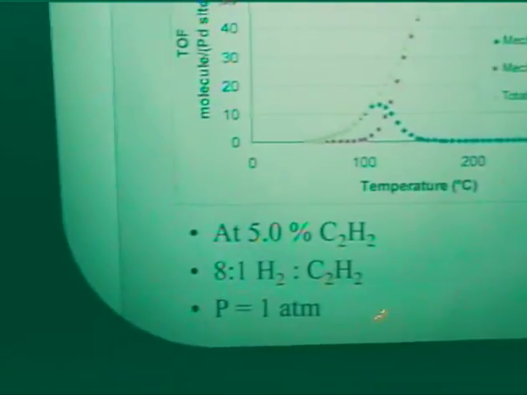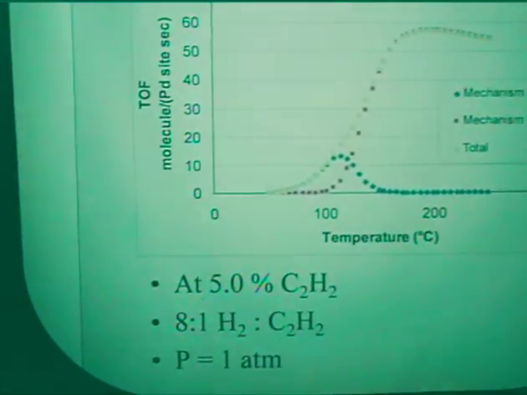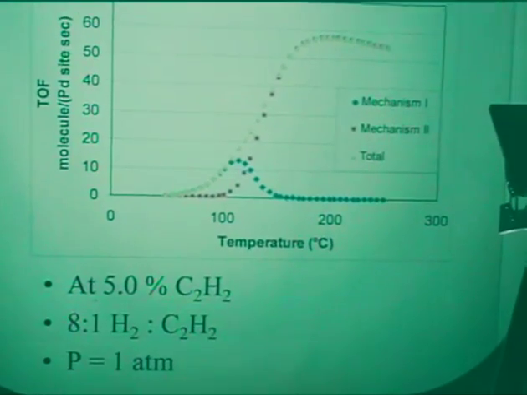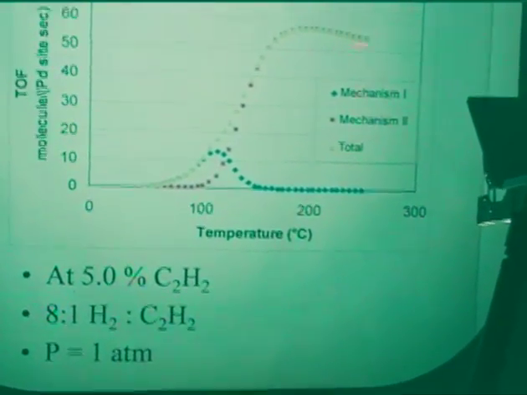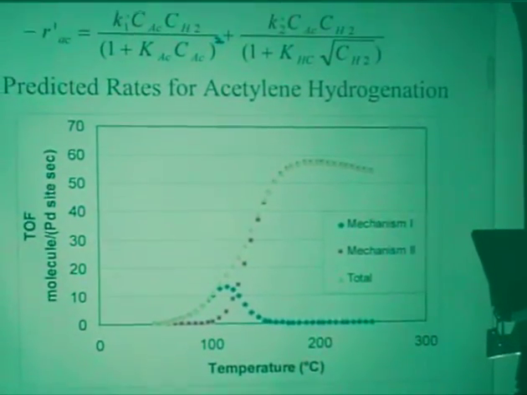So we're running at a reactant ratio of 8:1 hydrogen to acetylene, so we're sure that there's no stoichiometric effects. And we do all of our work at 1 atmosphere. Now that's quite a bit removed from the industrial conditions, but we're trying to demonstrate the different contributions of each mechanism.